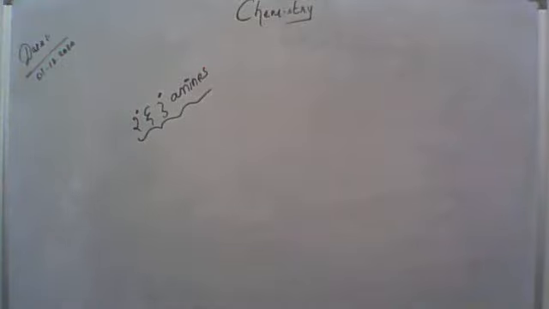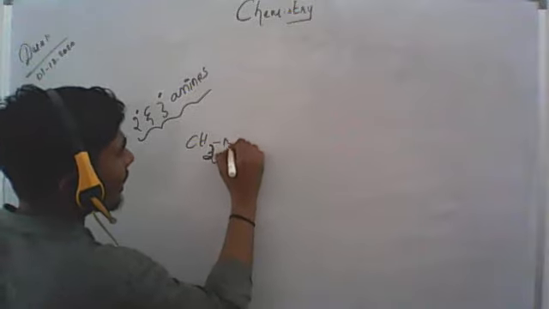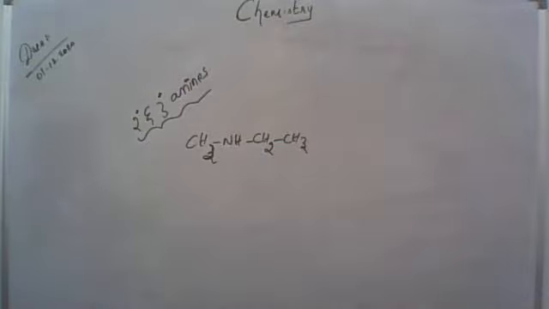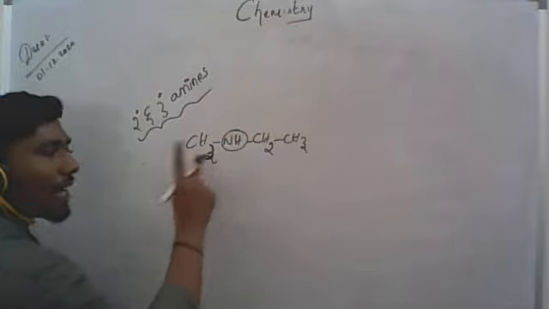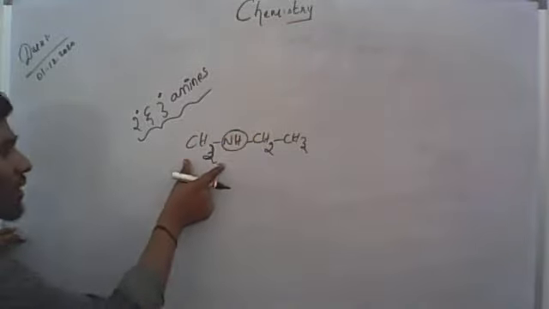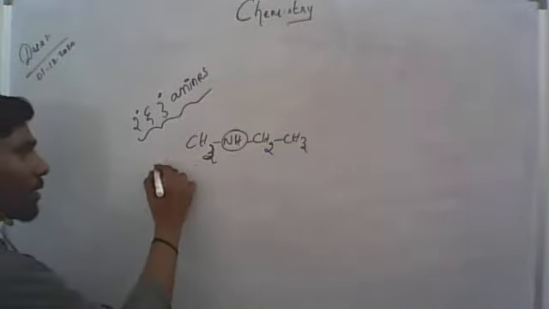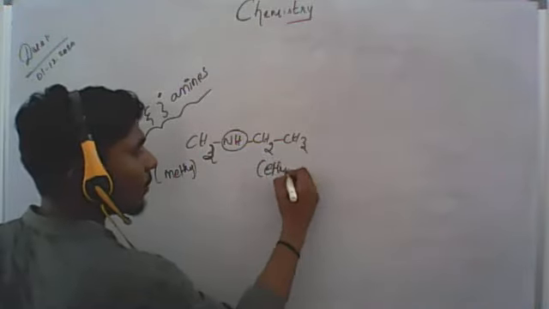To name secondary and tertiary amines, we use the locant N to designate a substituent attached to a nitrogen atom. For example, CH3NHCH2CH3. See here, what is the type of amine? Two hydrogens are replaced by one methyl group and one ethyl group. On one side only one carbon is present, so it is a methyl. On the other side there are 2 carbons, so it is an ethyl.